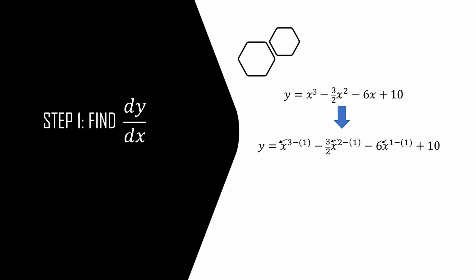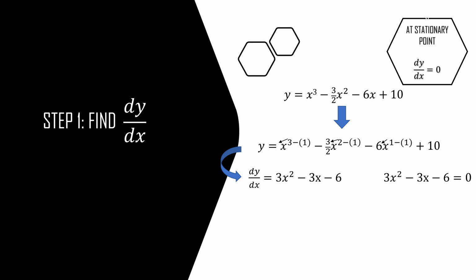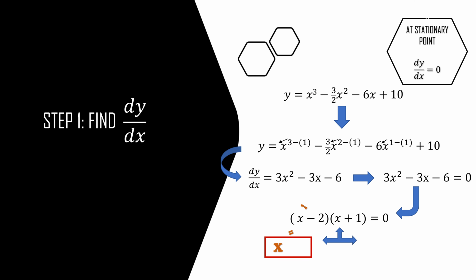So we will get another equation for dy/dx, which is dy/dx equals 3x² minus 3x minus 6. As we all know, at a stationary point dy/dx equals 0. So we must take the equation for dy/dx, which is 3x² minus 3x minus 6 equals 0, like this. Then we need to calculate the value for x. As we can see, these are the calculations, and we will get two values for x, which are x equals 2 and x equals negative 1.